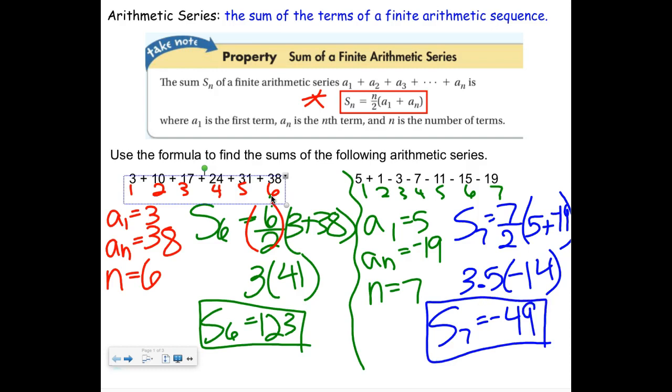So that is that equation. Now notice I'm giving you everything. I'm giving you your A1, I'm giving you your AN, and I'm giving you your N. So these next problems, I'm not going to give you all of that. And as I said, these are ones you would not add them all together in your calculator. You're going to have to use the equation.